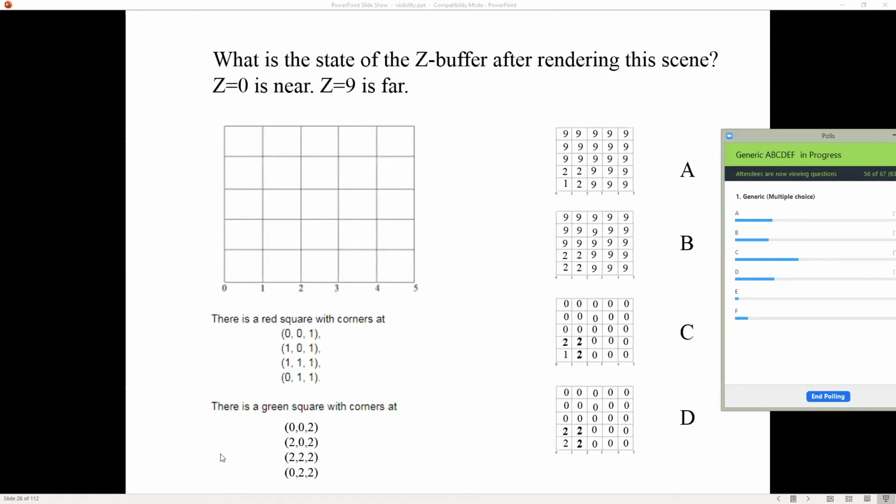Now we're going to go deal with our green square, and it's going to be in this range right here. This is at depth 2. So we're going to come to this first pixel here, and we're going to say, is 2 smaller than 1? No. So we don't update. We leave the 1 here. Then when we go to these other pixels, these are still set at 9 because the red square only messed with this first one. So we're going to update these, and we're going to say, are we closer than 9? Yes. So we go ahead and write 2 into these boxes. So the correct answer should be this one.